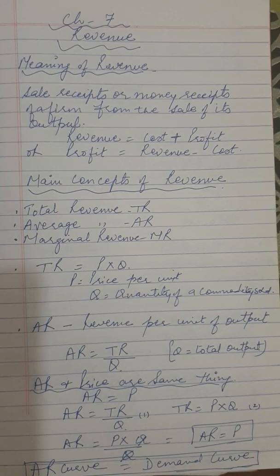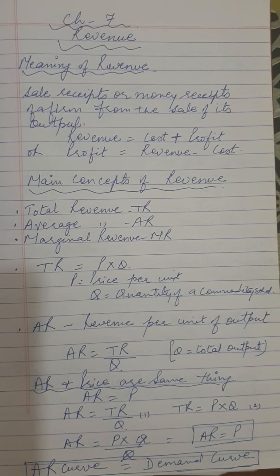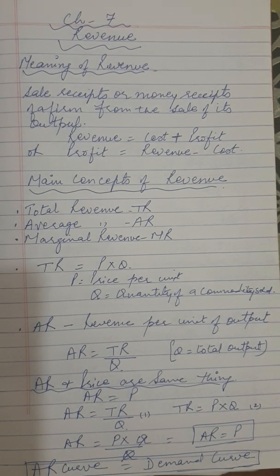So when the producer sells his product in the market, then that money received from that output sold is called revenue. And when you deduct cost from this revenue, producer gets a profit. So revenue is equal to cost plus profit.